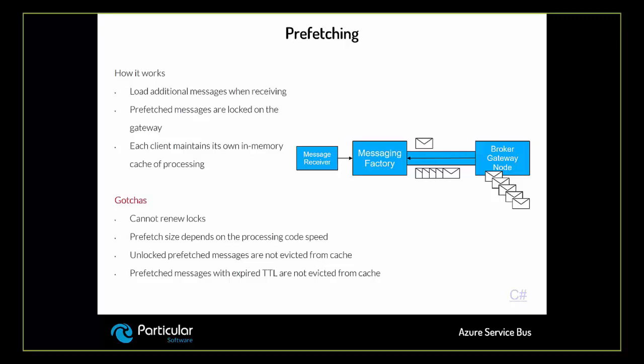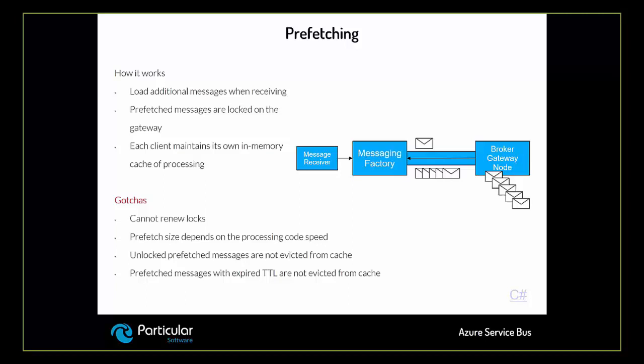from that in-memory cache. Now, a few things to keep in mind. With prefetched messages, we cannot control the lock renewal. So if you have been processing the first message for a very long time, all of the prefetched messages will be unlocked on the broker and will be available to other competing consumers, which means that prefetch size heavily depends on the processing code and how fast you execute that, which means that it's a delicate balancing between speed of processing and the size of your prefetch.